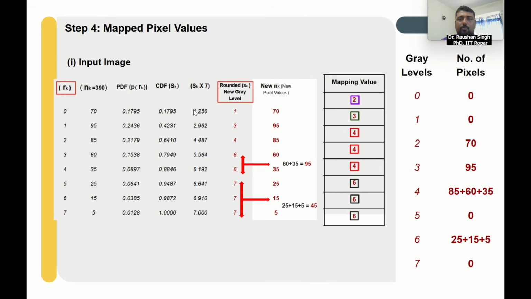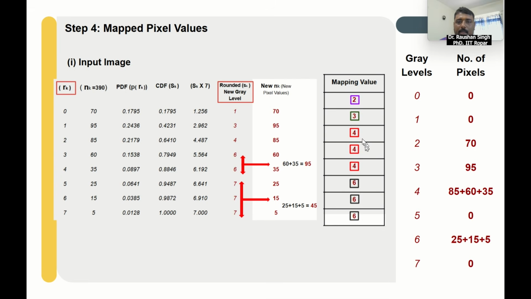Now next, just see the gray levels. As per this mapping value, are you seeing any representation of 0? Is 0 present there? No. Because of that, the first gray level value will become 0. 1 is also not there, so we'll take this 1 also as 0. Then we'll look into 2. Is 2 available? Yes, 2 is available, so the first value will be your 70 value. Now is 3 available? Yes, 3 is available, so the second value will be taken. That is your 95.